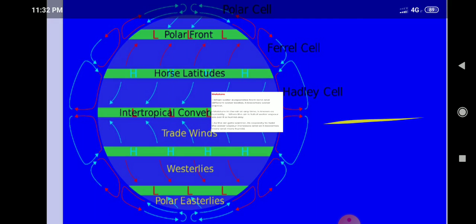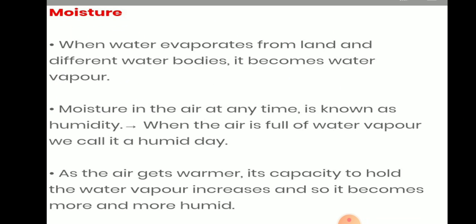After we have this, next the moistures. What is moisture? When water gets evaporated from the land, from different water bodies of the land, the moisture or the water vapor reaches the air, and this moisture or water vapor in the air at any time is known as humidity. So what is humidity? Humidity is the moisture present in the air at any time. When the air is full of water vapor, we call it a humid day.